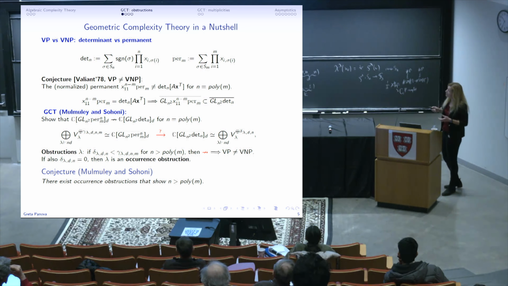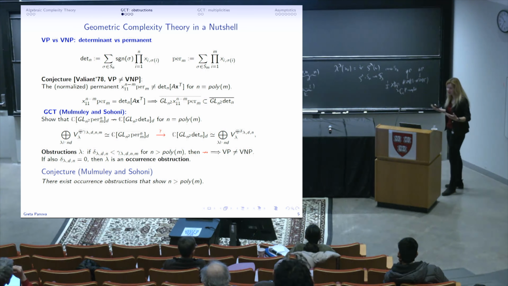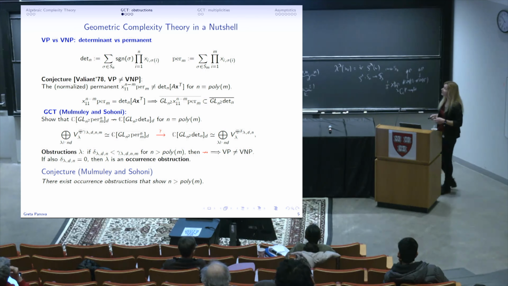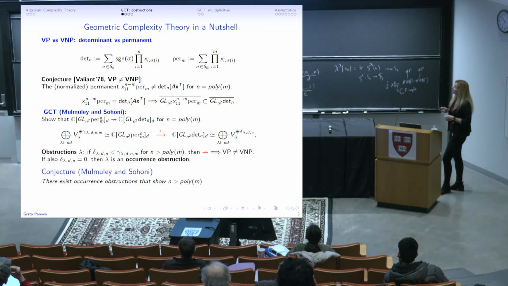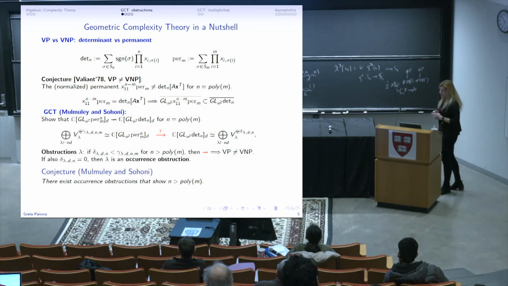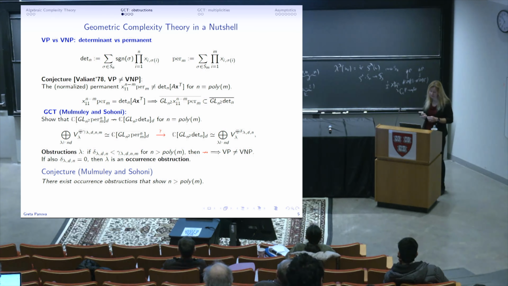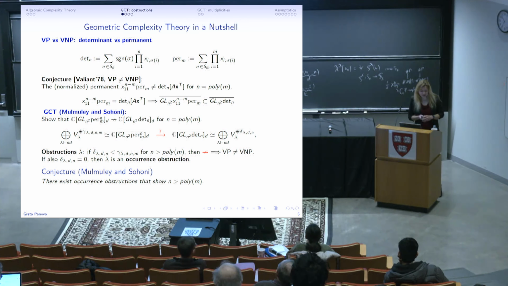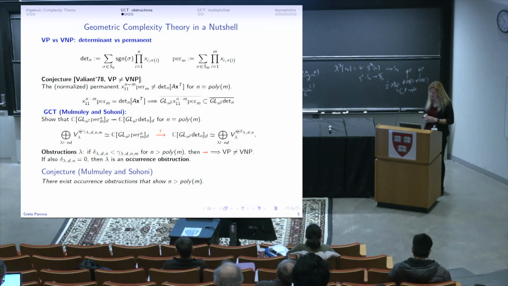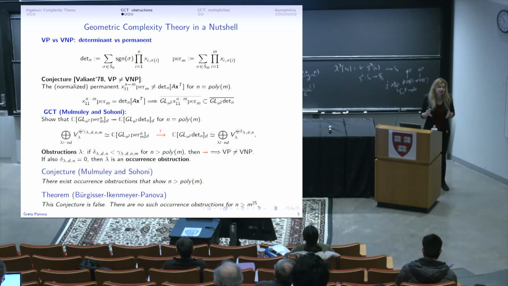And because these multiplicities are difficult, so they are worse than what I was talking about in the first talk, so about Kronecker and plethysm, these are even less known. So we may want to restrict ourselves to this delta equal to 0 and see if we can just find something that is 0 for the determinant and non-zero for the permanent. And that was one of the working conjectures of GCT, that there exist occurrence obstructions for n greater than any polynomial in m. And unfortunately, this is false.